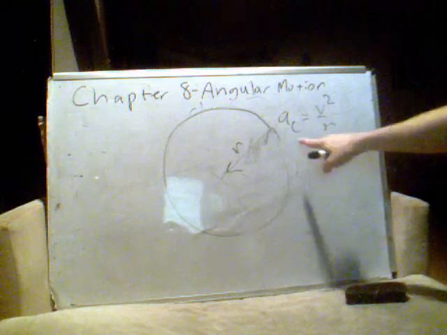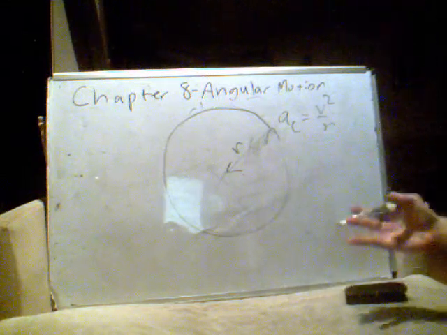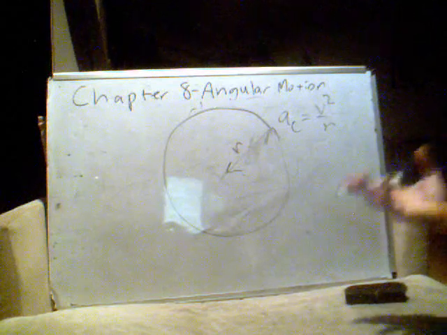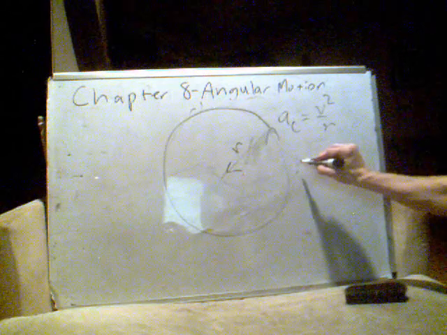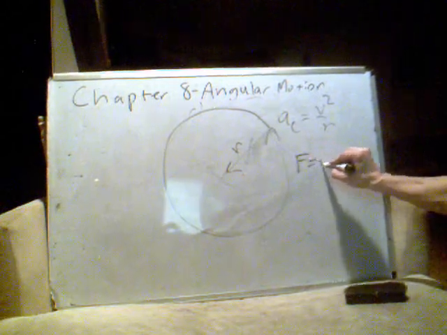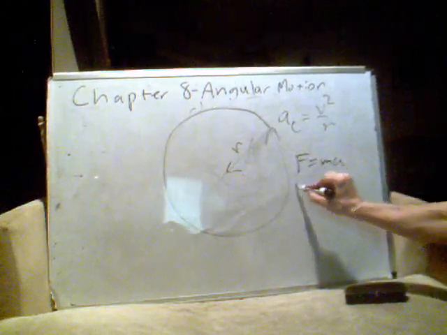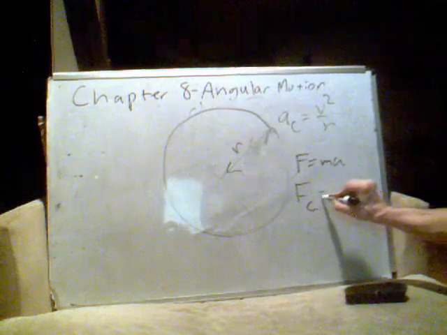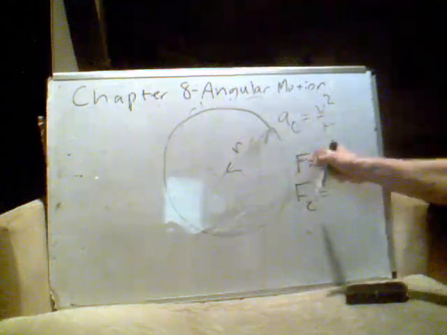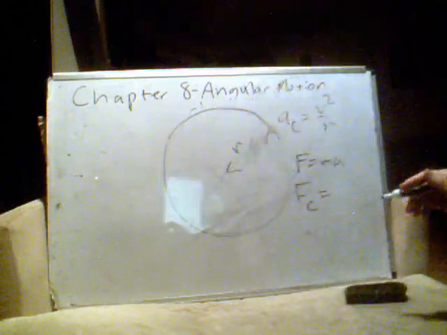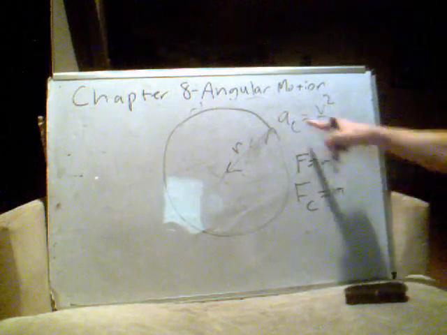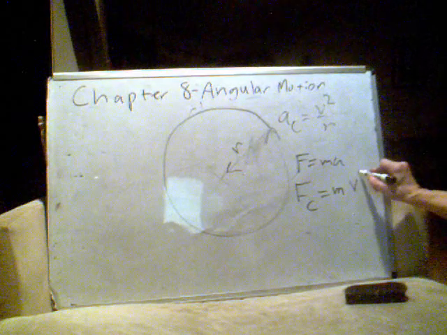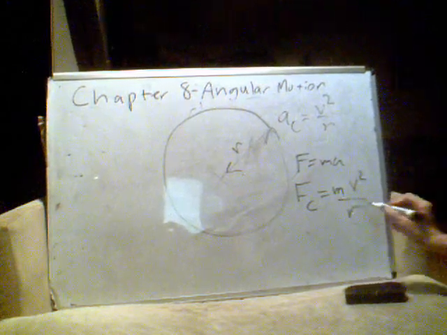So if I'm going to give it the centripetal acceleration, I have to apply a force to it, a centripetal force. And obviously, according to Newton's second law, force equals mass times acceleration, that means the centripetal force that you have to apply to an object to make it move in a circle with a constant velocity is its mass times its centripetal acceleration, v squared over r.